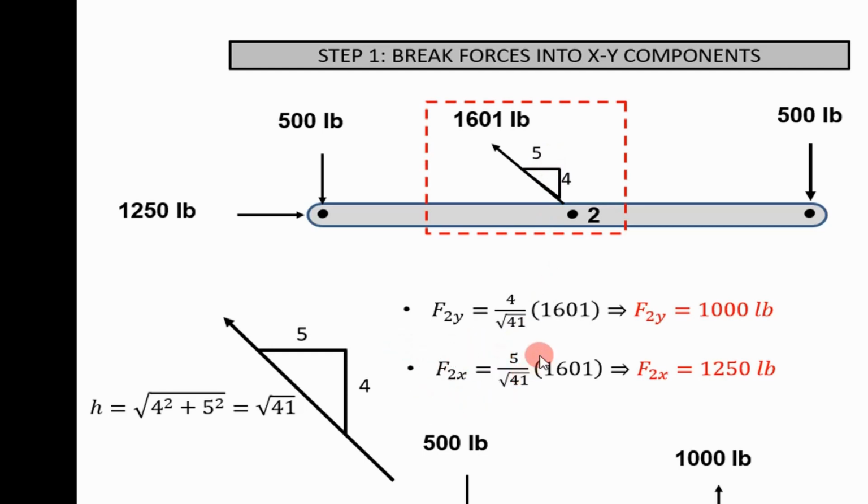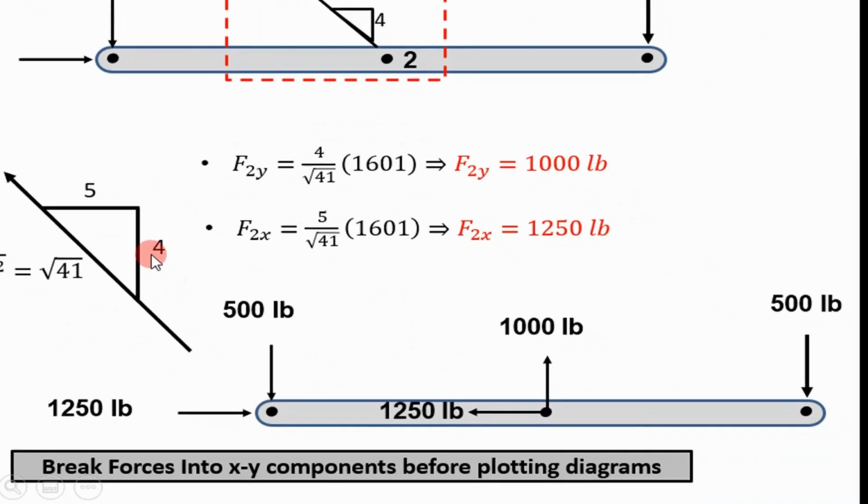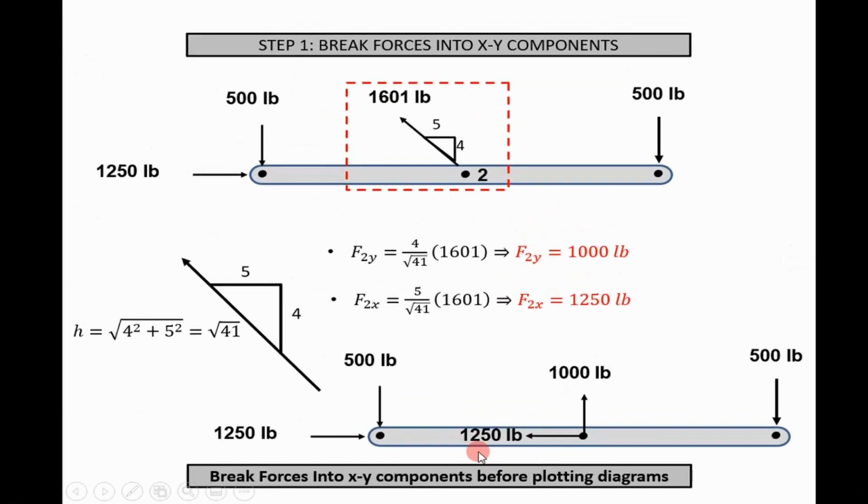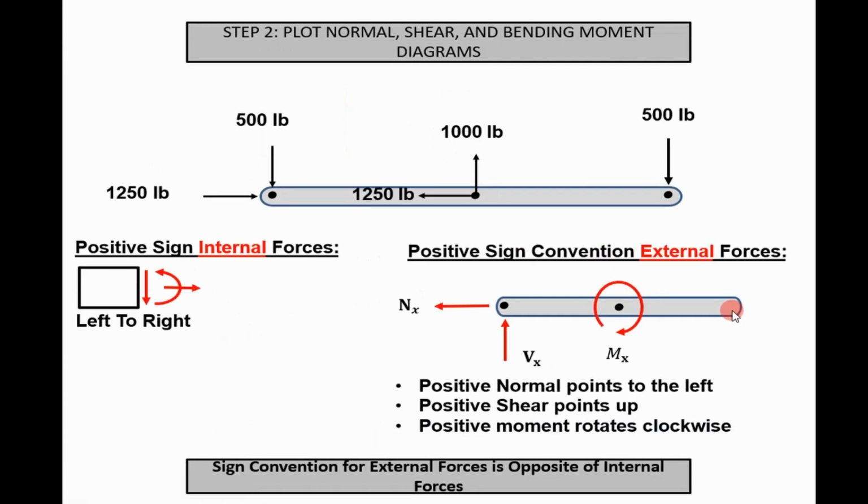We use the ratio. Here we have 5 units in the lateral direction. We throw this ratio in there, we multiply it by the resultant force, and we get our F of X at node 2 equal to 1250. If we break it down into XY components, this is what we end up with: a clean diagram that we can use to make our bending, normal, and shear force diagrams. So step 2 is to plot the normal, shear, and bending moment diagrams.